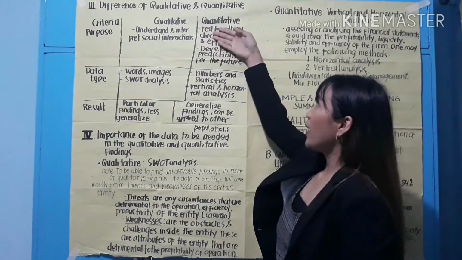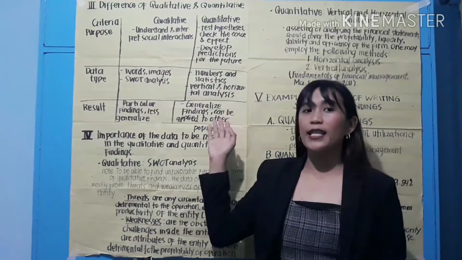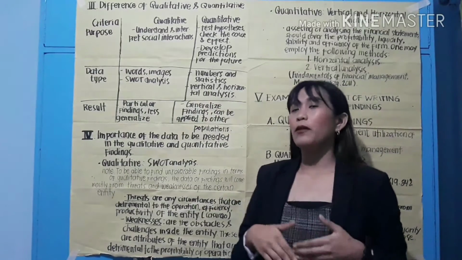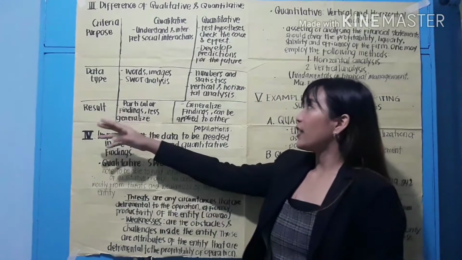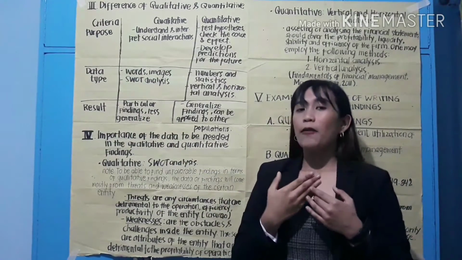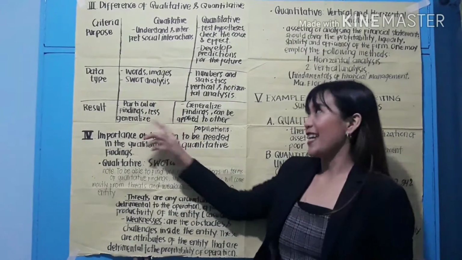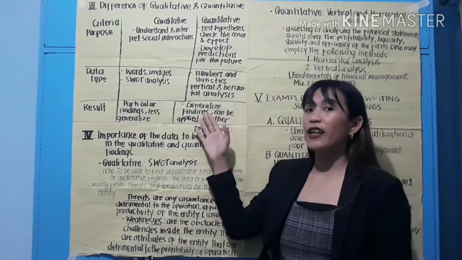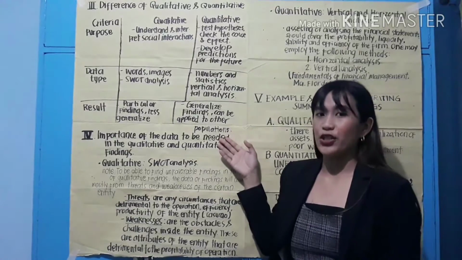findings. And in quantitative findings, the data type will be the numbers and statistics. And the main information will be found in the vertical and horizontal analysis. And the result of qualitative findings is particular and less generalized. In quantitative findings, the result will be generalized findings and can be applied to other populations.